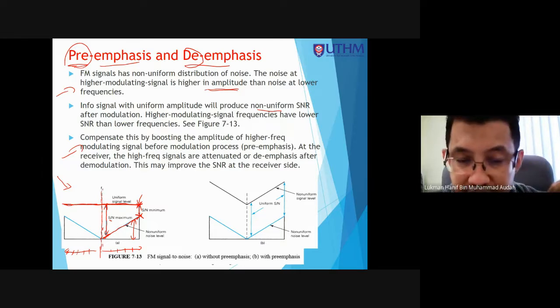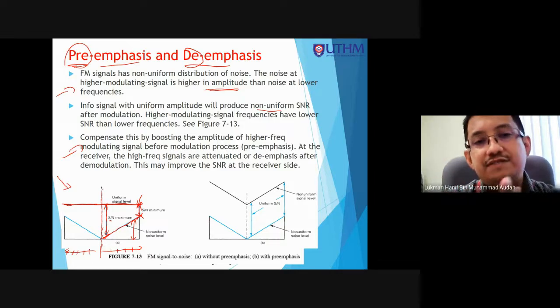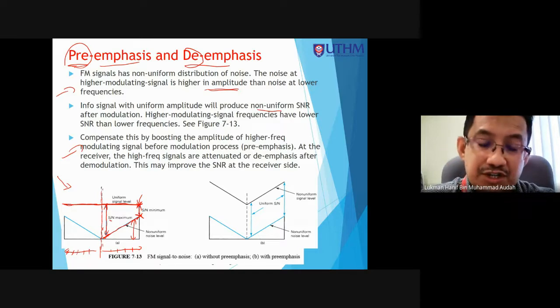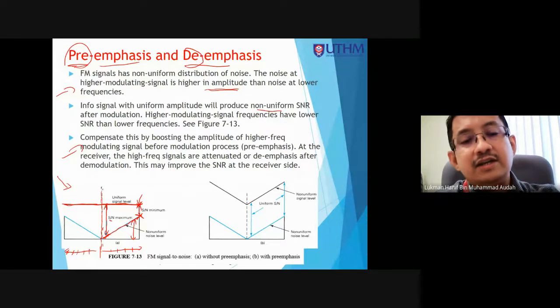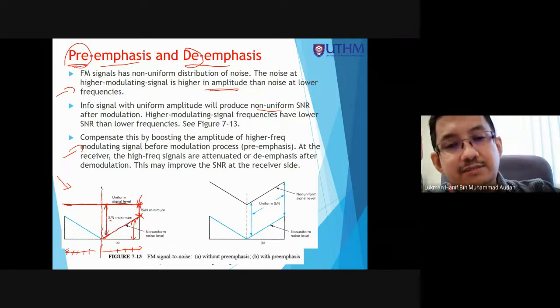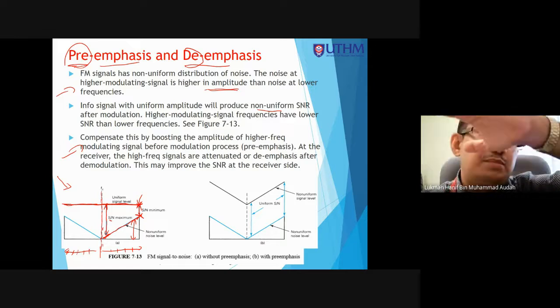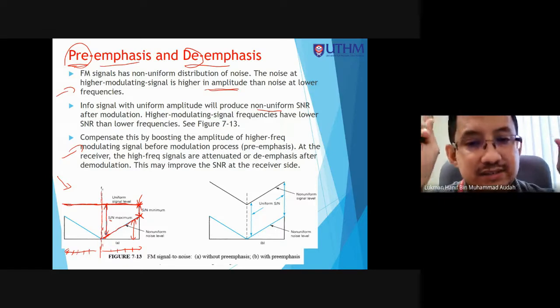Pre-emphasis berlaku pada transmitter sebelum proses modulation. De-emphasis berlaku dalam receiver selepas proses demodulation. Pre-emphasis kita naikkan amplitude signal, manakala de-emphasis kita turunkan amplitude signal pada kadar yang sama. Ingat sebab tadi pada transmitter kita buat pre-emphasis, kita naikkan amplitude. So kalau kita dah naikkan, bermakna dalam receiver kita perlu turunkan supaya dia menjadi keadaan asal. Kita perlu naik dan turun dalam kadar yang sama.